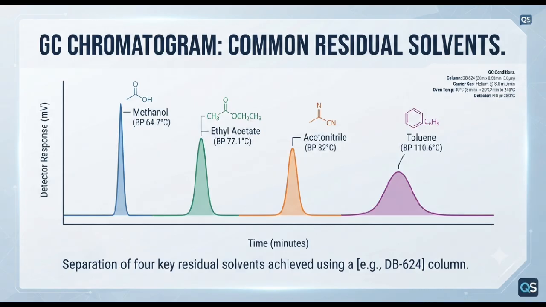Identification. Identification of residual solvents is generally based on retention time comparison between the sample and the corresponding standard. When a sample peak appears at a retention time corresponding to a standard solvent, the solvent can be identified, provided the method identification criteria are satisfied.